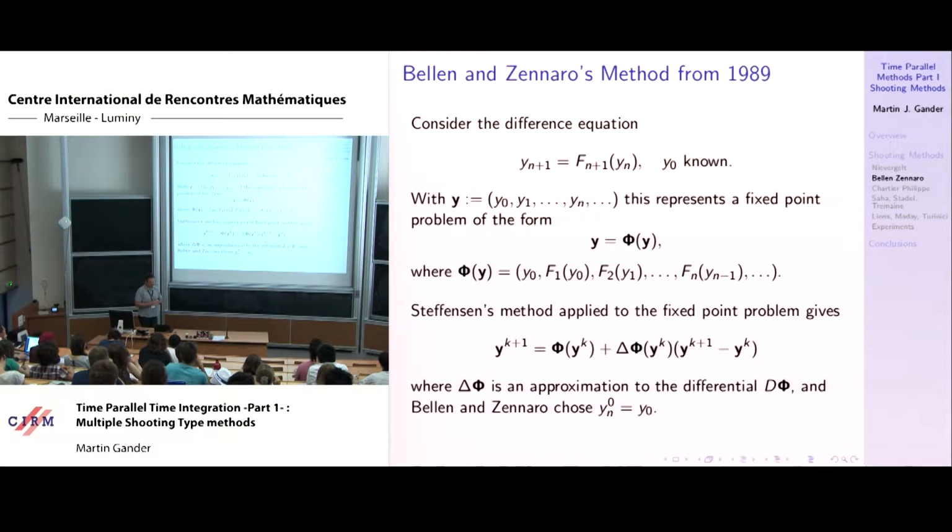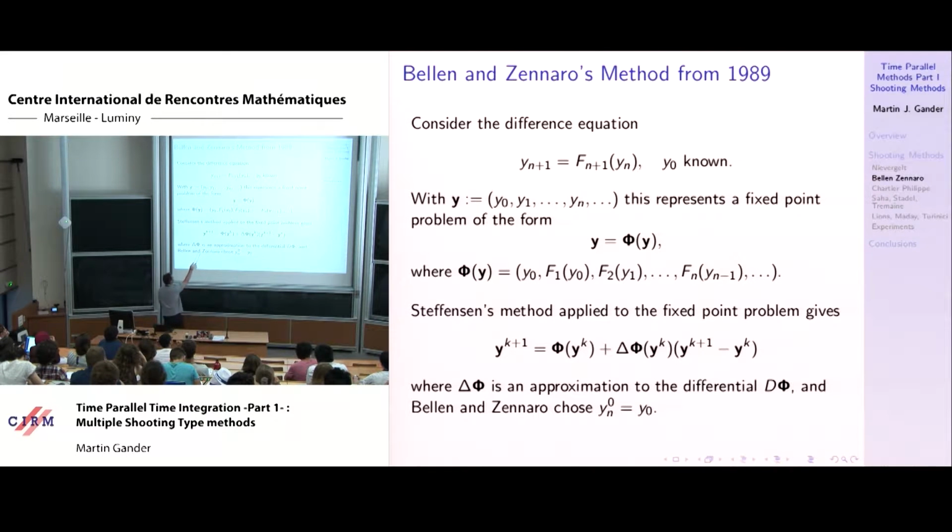So here is the idea of Bellin and Zenaro. They don't use an ODE. They use a recurrence relation, which you get from a discretized ODE. So you just have a law that gives you, when you have a y0, from y0 a y1, and then from y1 a y2, and so on. And this mapping is called F. And you have to go sequentially through to find this trajectory, discrete trajectory.